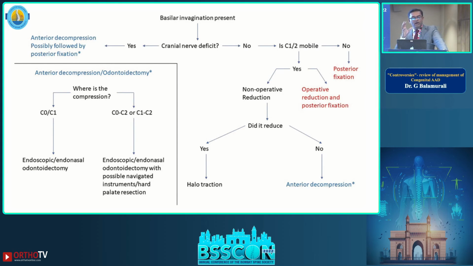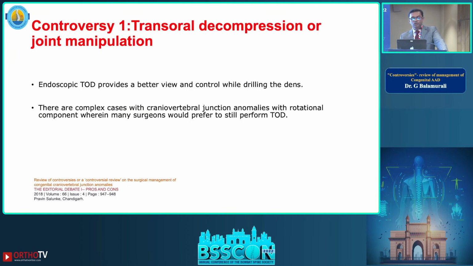And when you want to go anteriorly, you have to see whether you're going to do an odontoidectomy, or, if there's an assimilation, whether you want to go C0 to C1, or C1 to C2. You can either do it endoscopically or you can do it open.